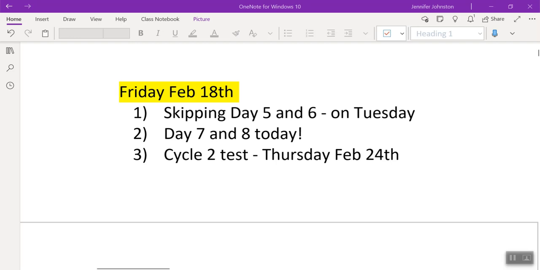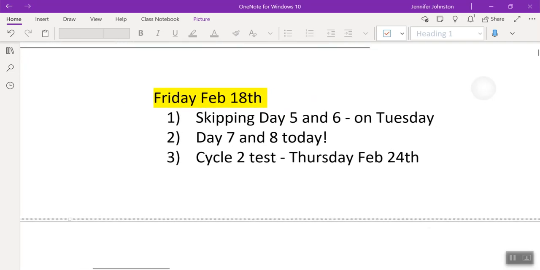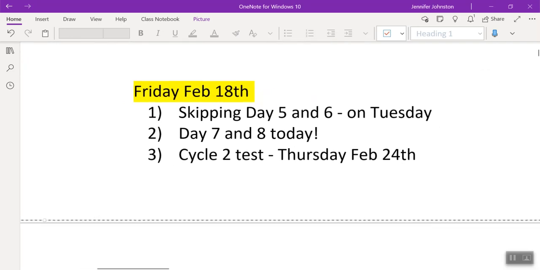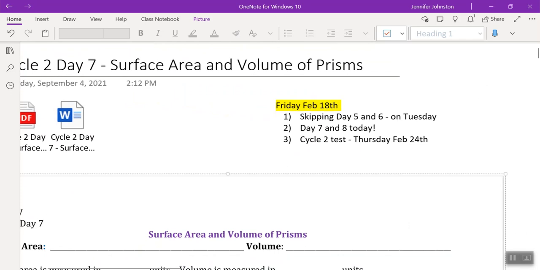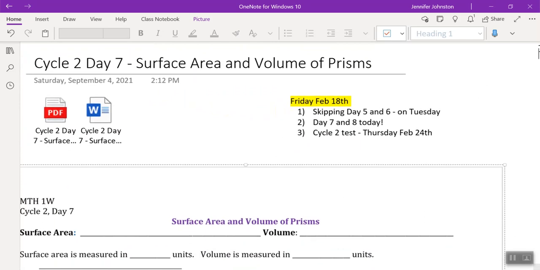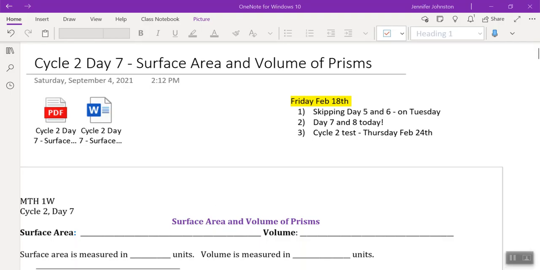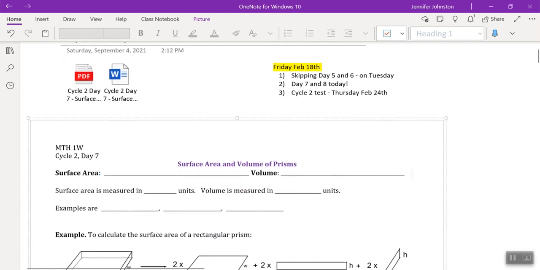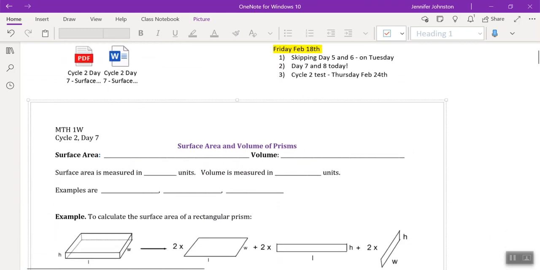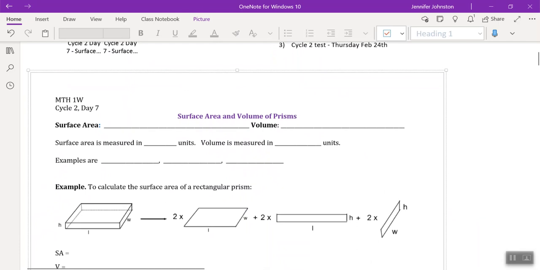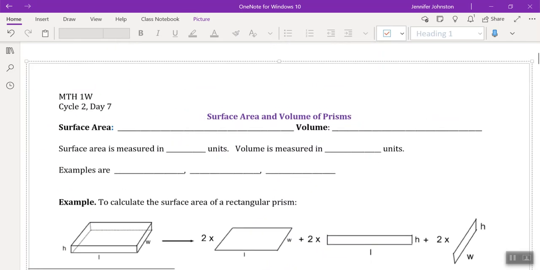Also, a reminder that our cycle test is on Thursday, so this coming Thursday, February 24th. Again, you can have a study sheet, so your cheat sheet, and you can also bring in your formula sheet. Today, you'll be needing your formula sheet because we're going to be looking at surface area and volume of prisms and I believe one pyramid. All right, so let's get started.